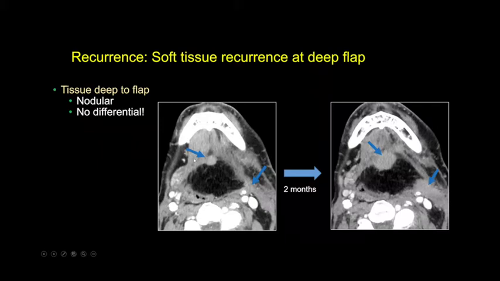Here's another example, and I'll just be showing a number of examples of recurrent tumor. Here's a patient who's had a partial glossectomy. This base of tongue and posterior oral tongue has been repaired with a fatty flap. And we can see there's no fat around this carotid and jugular sheath, so we know there's been a neck dissection. The flap interface looks fine here with the native soft tissue, but there's a discrete nodule with enhancement.